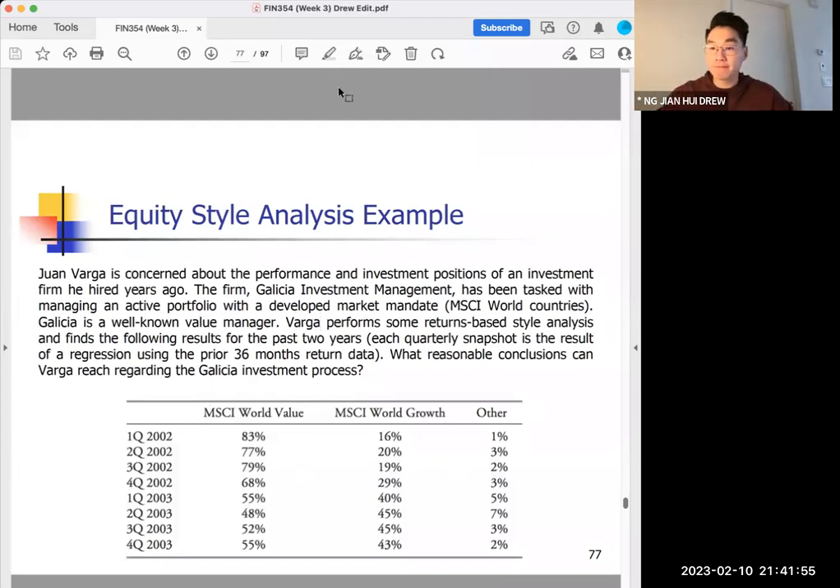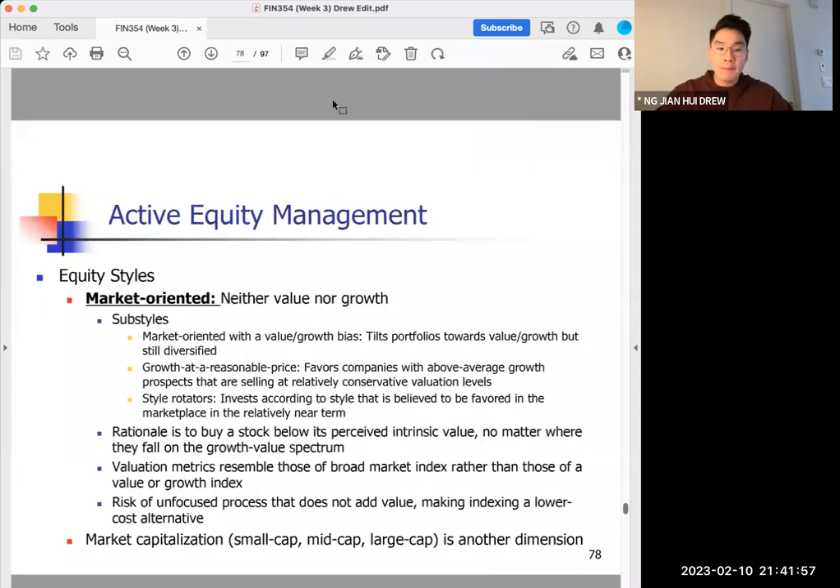Very good. All right. I think this is one of the final few components of this lecture. So we talk about equity style. And we remain on equity style. So basically, we think about the market-oriented style. So we're no longer talking about whether it's growth or value, right? We are thinking about what is the kind of market-oriented style of the equity.